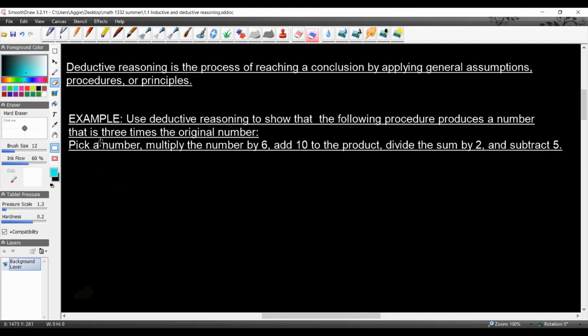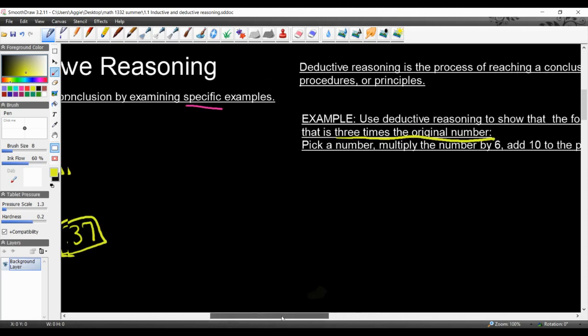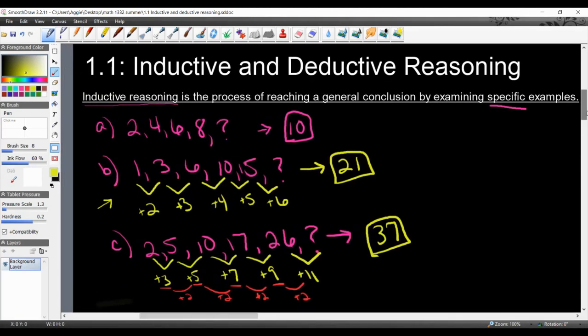Like the ones we did here, they were based on an example that was given, or a process that said pick a number, pick one specific number. So I'm going to piggyback off of that idea and show you how we would use deductive reasoning for that same number example. This example says to use deductive reasoning to show that the following procedure produces a number that is 3 times the original number. So if you remember, this is kind of like the conjecture that we were reaching in that second example, I believe. The one with the number, let me see.